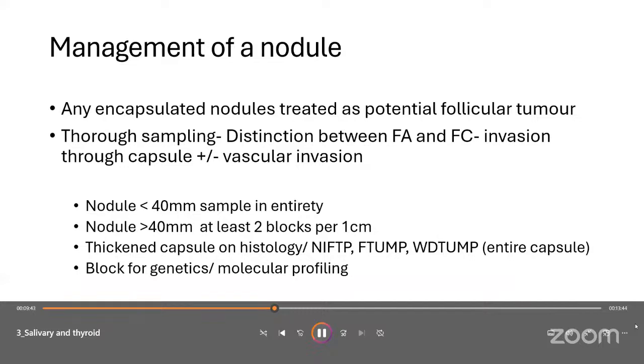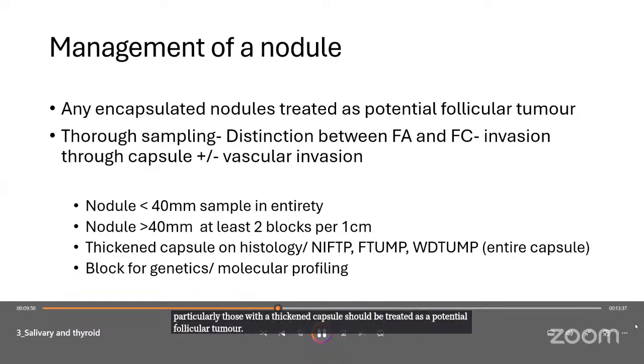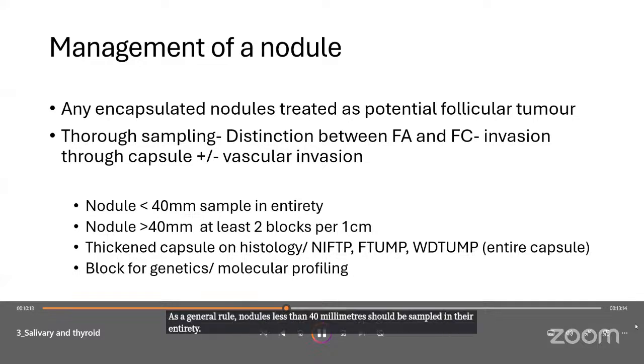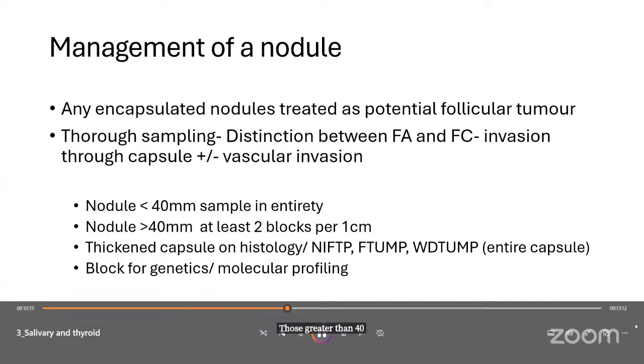The encapsulated nodule, particularly those with a thickened capsule, should be treated as a potential follicular tumour, and as such thorough sampling is very important for these cases. Distinction between a follicular adenoma and a follicular carcinoma can be dependent on just identifying 1 or 2 small foci of full thickness capsular invasion plus or minus vascular invasion. As a general rule, nodules less than 40 millimeters should be sampled in their entirety. Those greater than 40 millimeters, you should take at least 2 blocks per 1 centimeter.